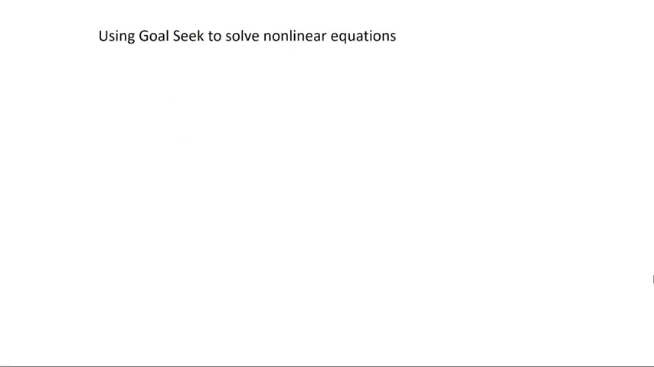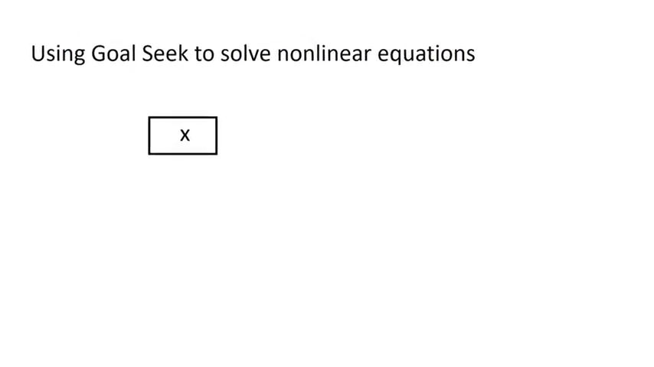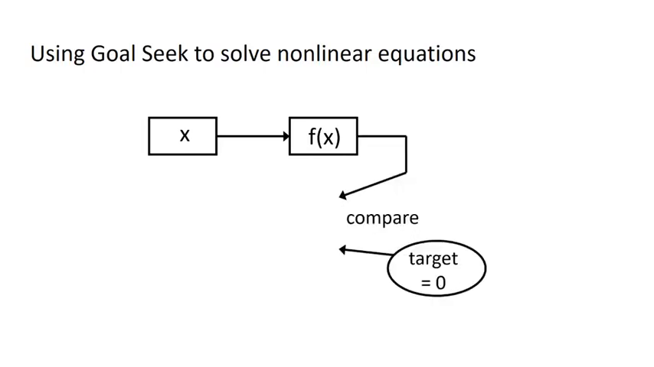There's a tool built into Excel that quite a few of you are probably already aware of, and that's the goal-seek tool. We can use this to solve nonlinear equations. The way goal-seek works is you start with an input cell, and you calculate the output, and this is usually through some sort of mathematical relationship. And then you compare the function value f of x to some target. And a lot of times the target is 0, but the target does not have to be 0. You compare, see how close those are, and that's done using this tool called goal-seek.